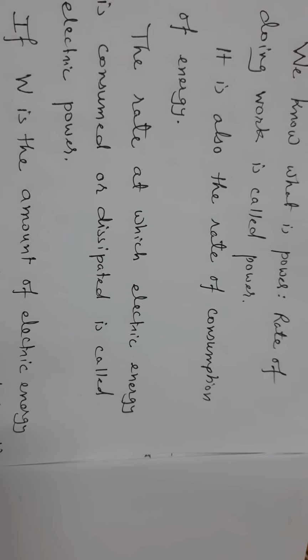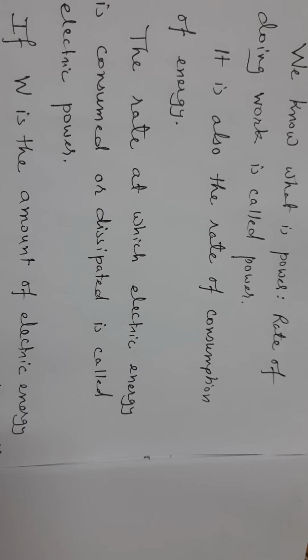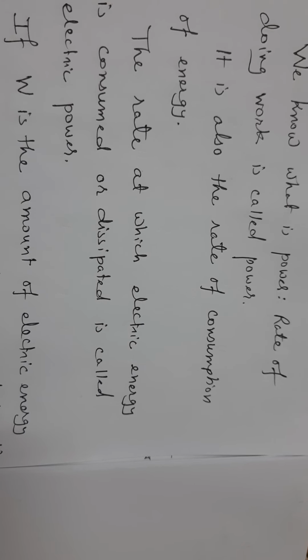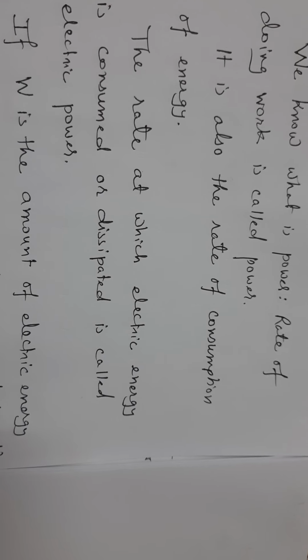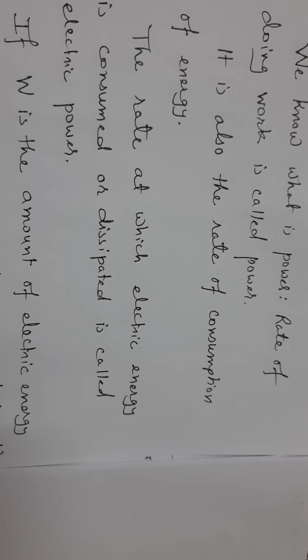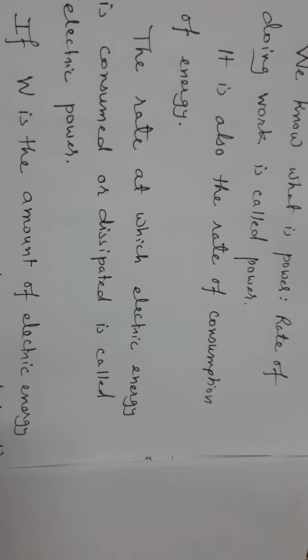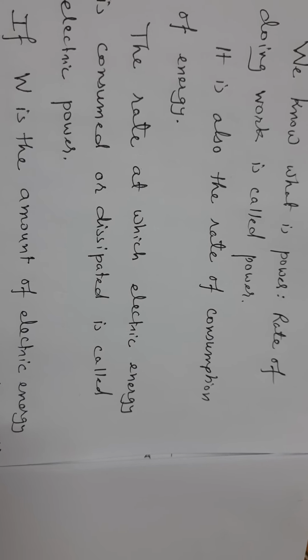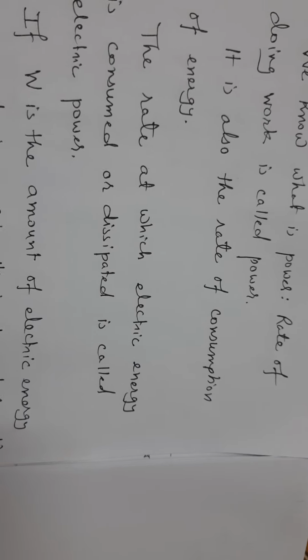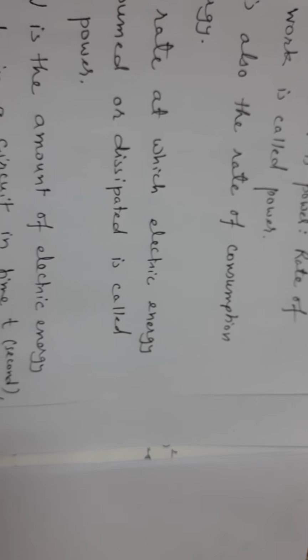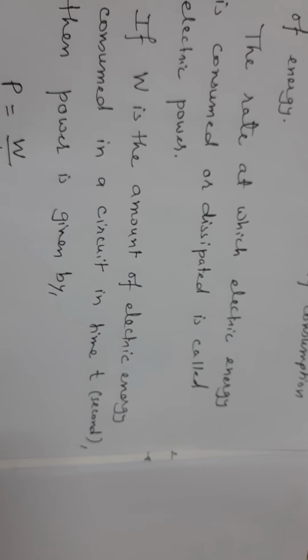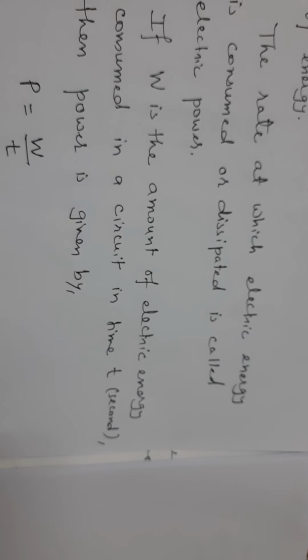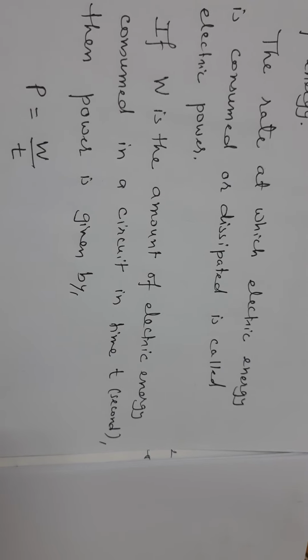First it is said about what is work done. Work done you already have studied earlier. Then it came about power. Power is work done in unit time. And then we are talking about electric power. The rate at which electric energy is consumed or dissipated is called electric power. If W is the amount of electric energy consumed in a circuit in time t, then power is given by P is equal to W upon t.